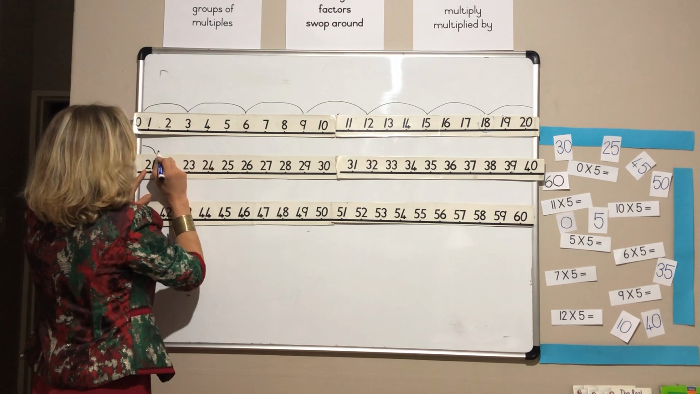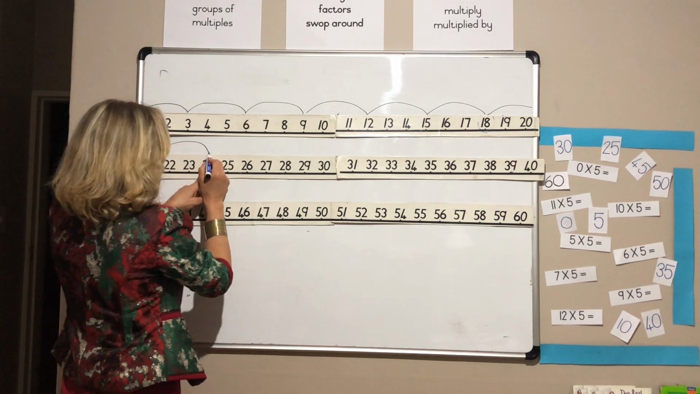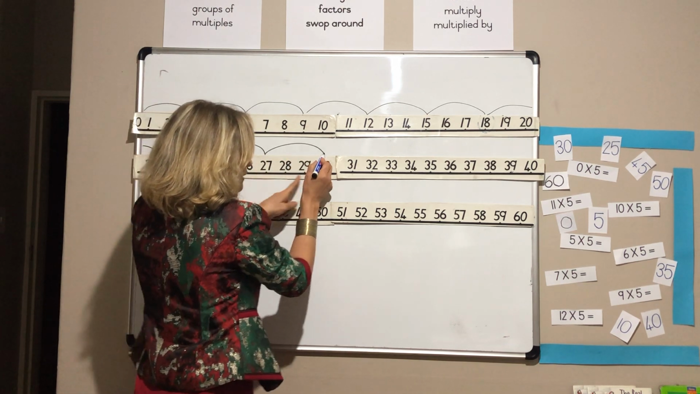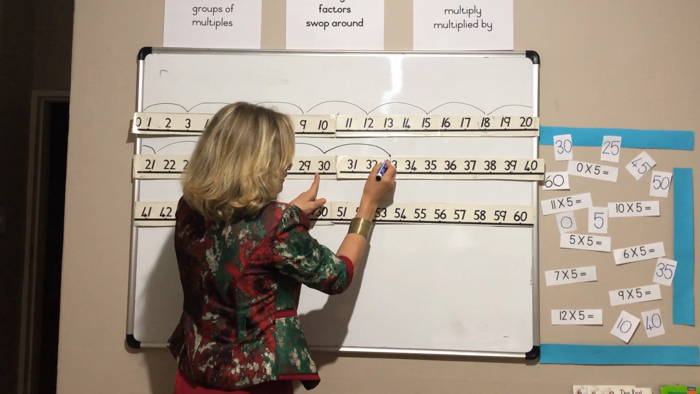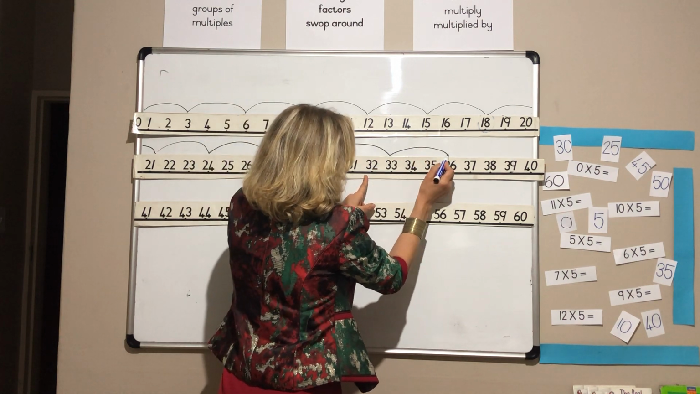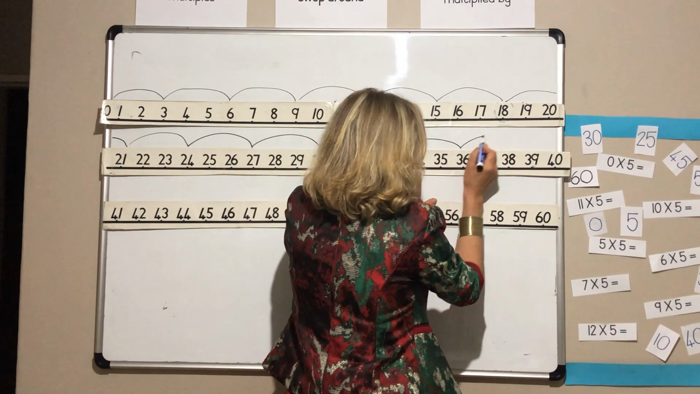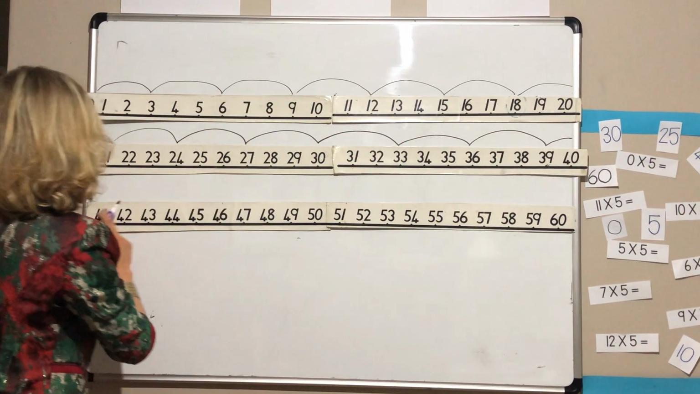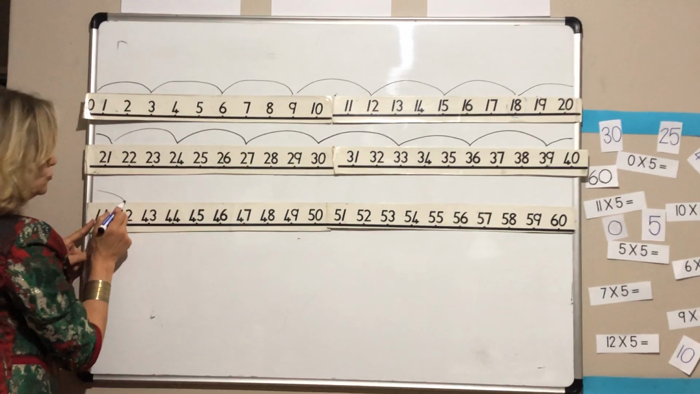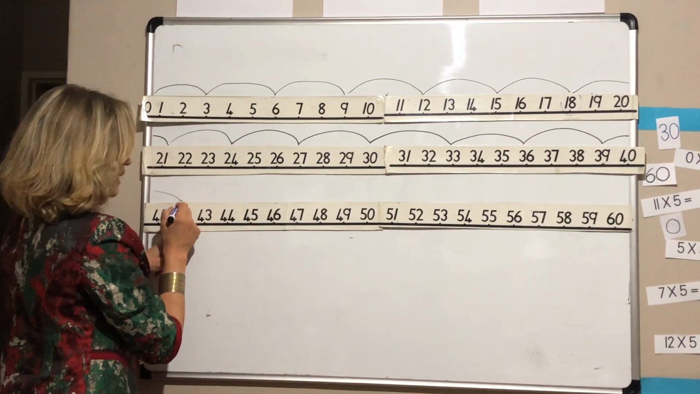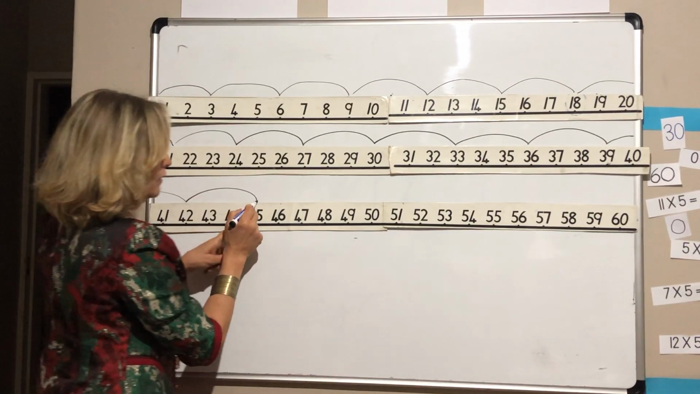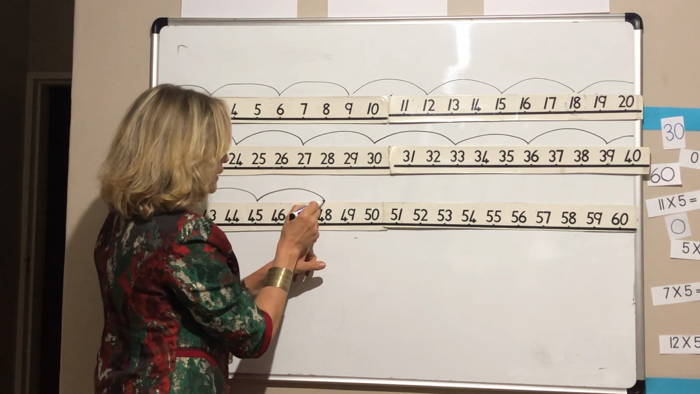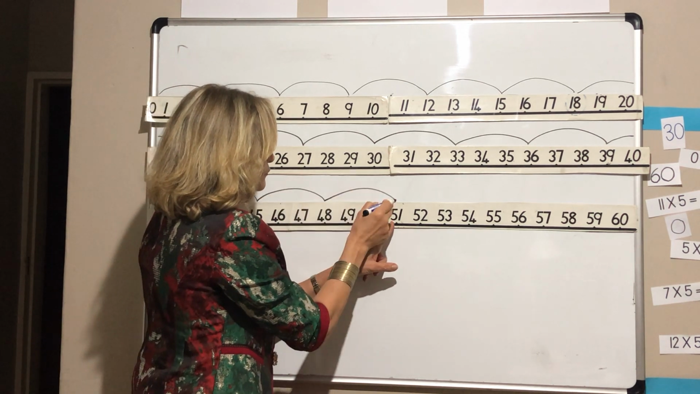1, 2, 3. That's 24. 27. 30. 33. 36. 39. There's 40, 41, 42. Plus 3, 45. Plus 3, 1, 2, 3, 48. 51.